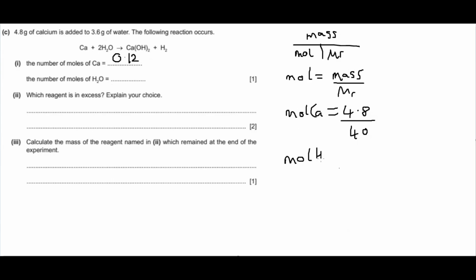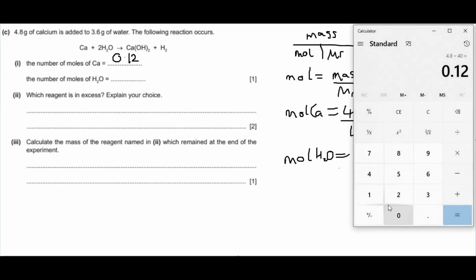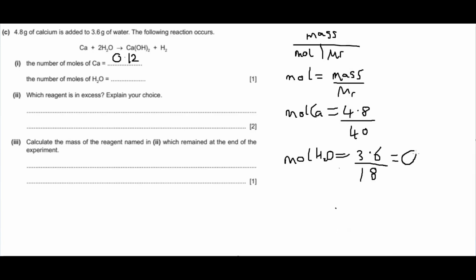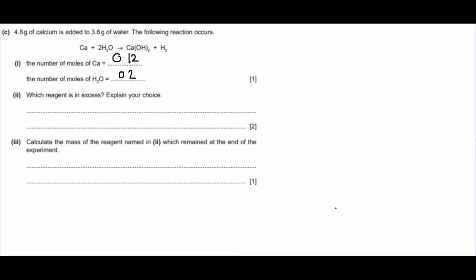The number of moles of water, you do the exact same thing. So the moles of H2O is again going to be the mass, which we're given here is 3.6, divided by the relative molecular mass, which for water is 16 plus 2, which is 18. Again, use your periodic table for that. So 3.6 divided by 18 gives us 0.2. So I've got 0.2 moles of water, and I've got 0.12 moles of calcium.